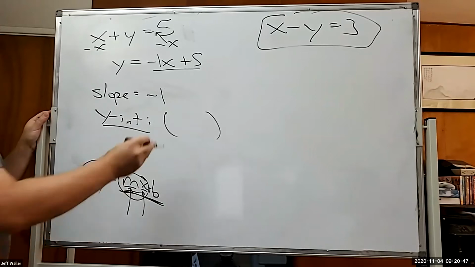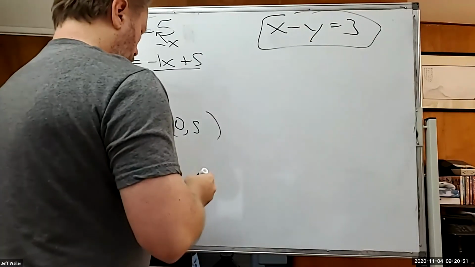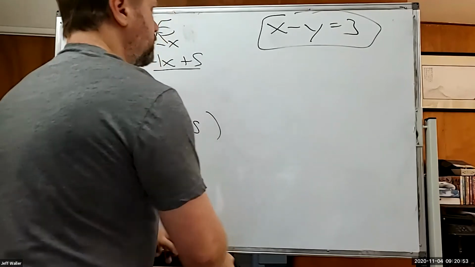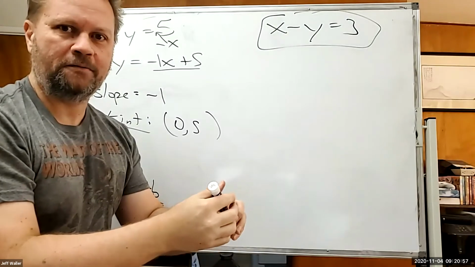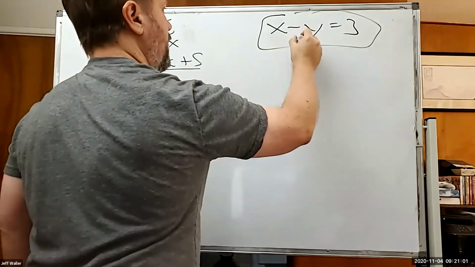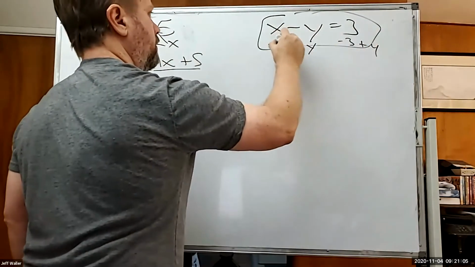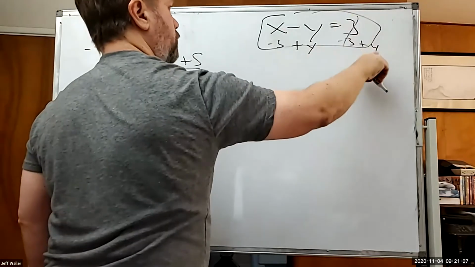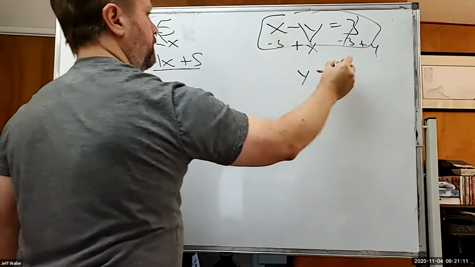0, 5. Kick ass. What about this one? I want to show you a little trick. You ready? Do you see how the y is negative? That kind of sucks. I don't want the y to be negative, right? So what I do is I add y and subtract 3. So I get y equals x minus 3.